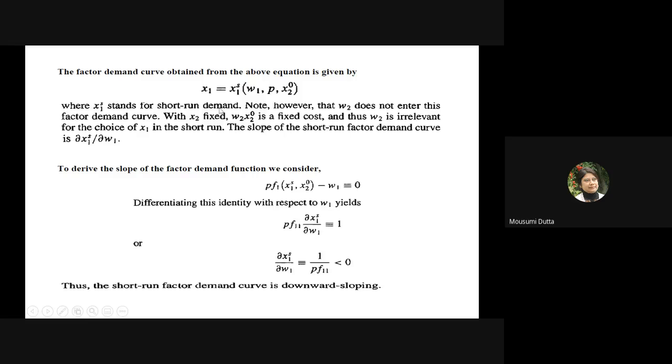So if this is the situation, the slope of the factor demand curve will be given by ∂x1S/∂w1. Once we get this expression, we can put this in the profit function to get the value function. So in the next step, to derive this ∂x1S/∂w1, or to understand the slope of the factor demand curve, we are considering the optimum value function.